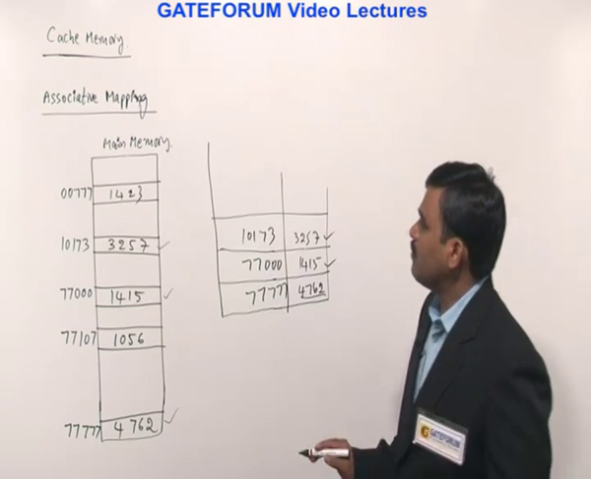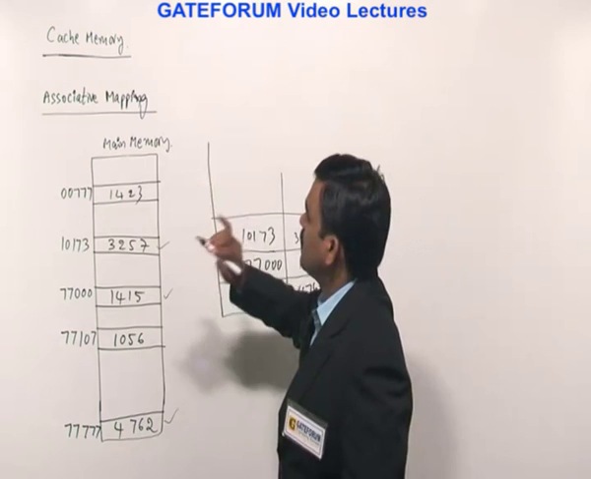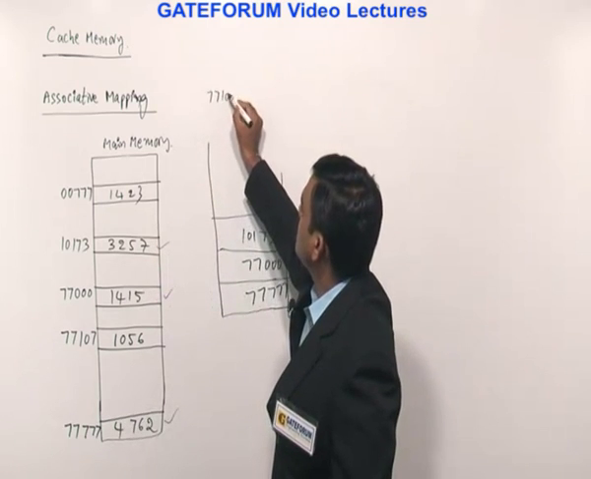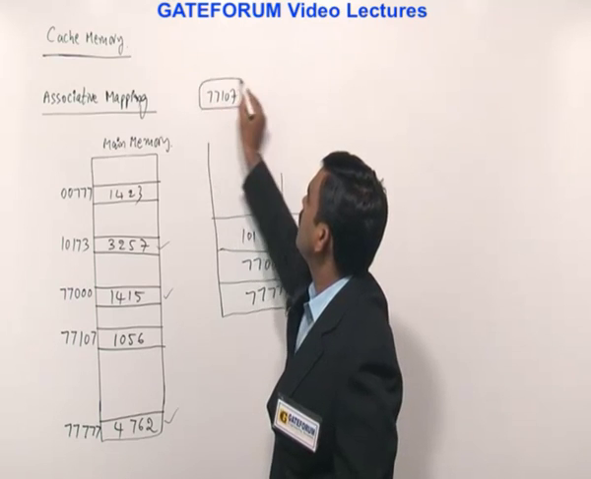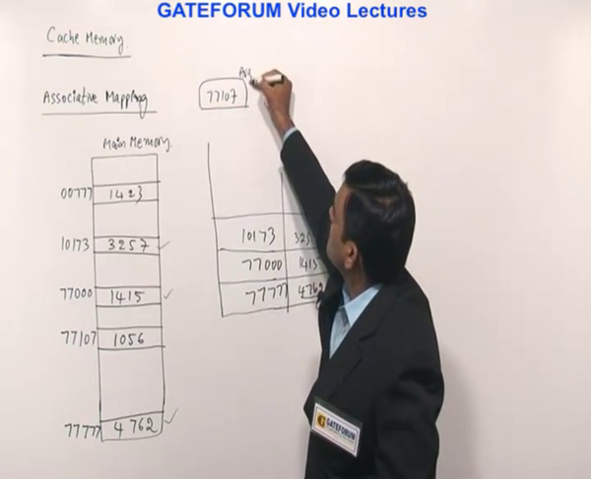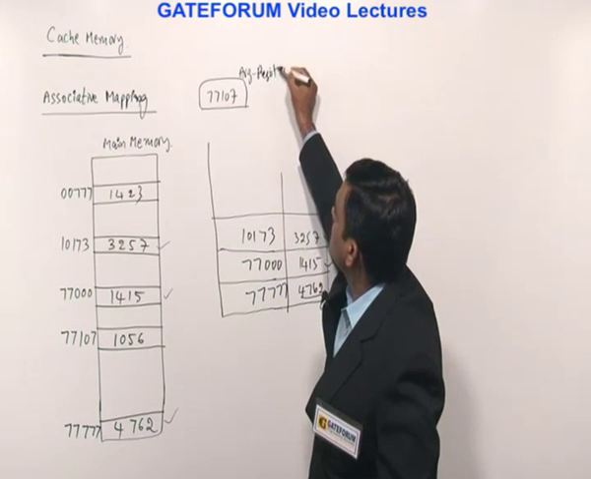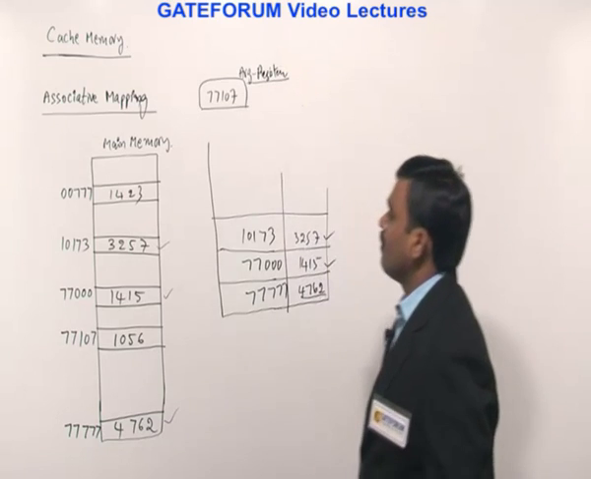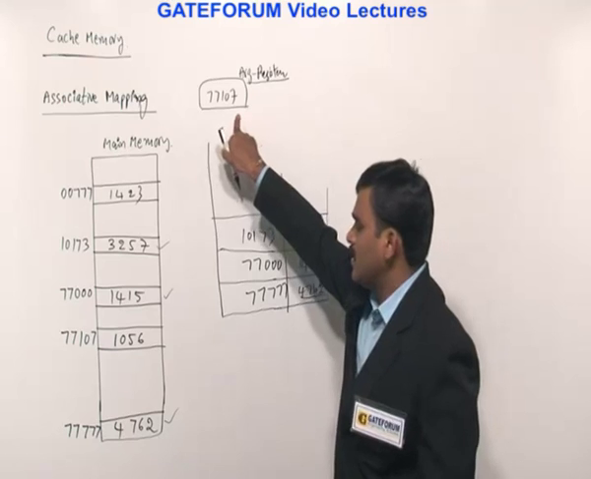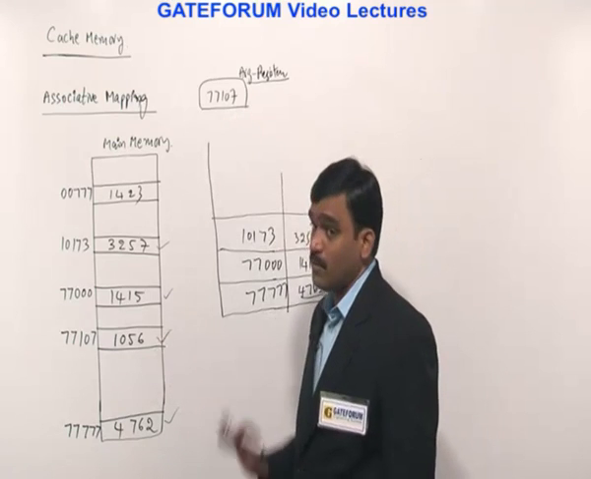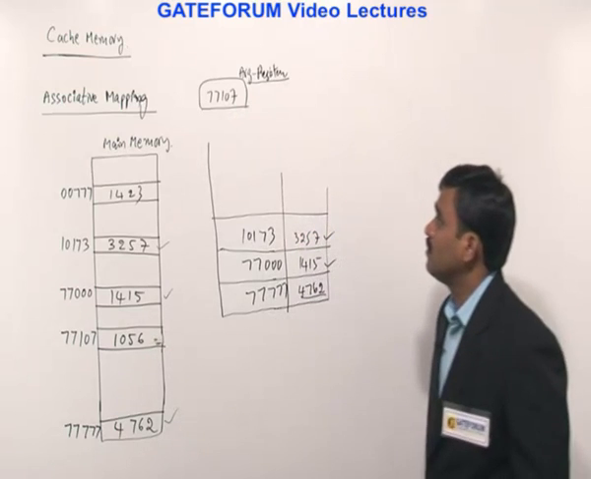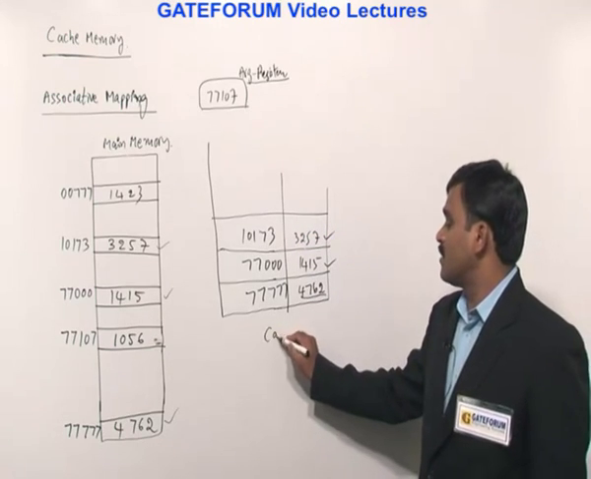Now, for example, the CPU has generated some address, 77107. This is the main memory address held in the argument register. If you go directly to the main memory, you will get the item, so that is a hit for main memory. But when the cache memory is there, you have to go level-wise. First you have to go to the cache memory. So this is the cache memory.